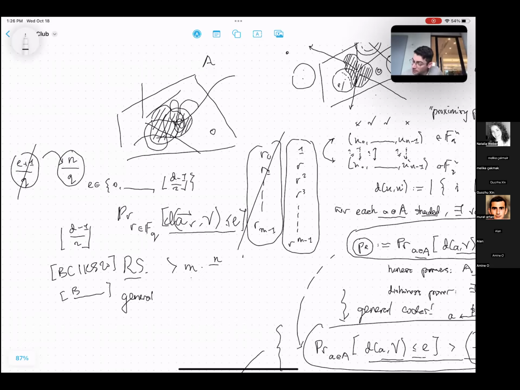Now, for general codes, and then again, this is m times the result for affine batching. So we have m times n over q. For general codes, there is some result, but it's really, really bad. Actually, it's exponential in m, I think, times n over q. Somebody check me on this. So not good.